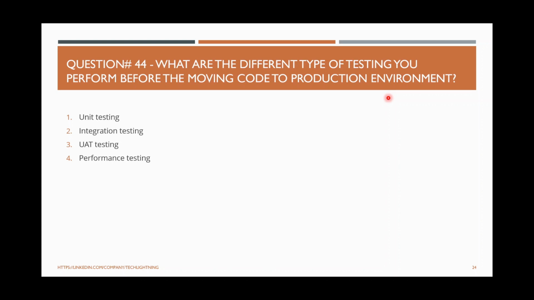And in the system integration testing, it could be done by your QA team or any other team. The next one is UAT testing. This overall functionality needs to be verified by the business user. So the business user will do some kind of UAT testing in order to verify everything is working as expected. And the next one is performance testing.